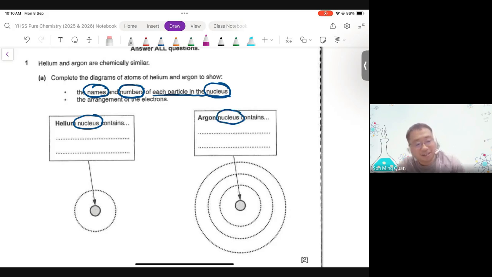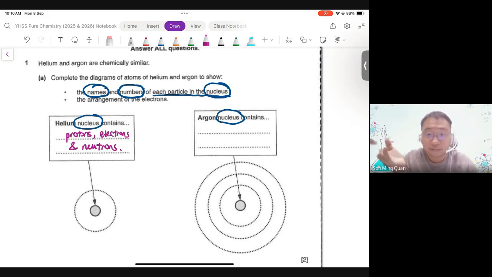Many students did this. Some students wrote, helium nucleus contains protons, electrons, and neutrons, because they memorized that atoms have protons, electrons, and neutrons. Wrong. Number one, are electrons in the nucleus? The answer is no, right? Electrons are in the shells. They're not in the nucleus. So this is already a wrong statement to write.